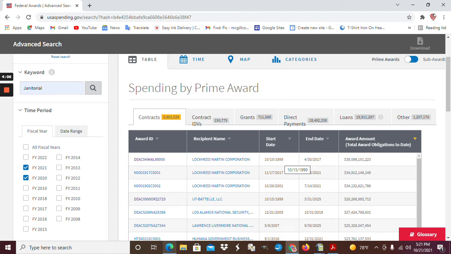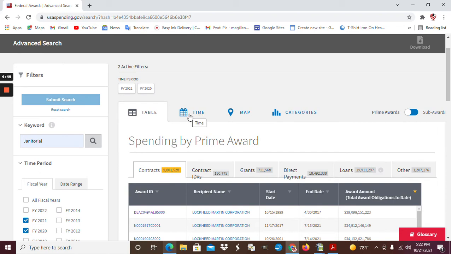You're going to see the start date. This was a carrying-on contract with a start date from 1999. The ending of this contract was 2017, and undoubtedly rolling over into 2020. We have everything set from 2020-21. You can see the award dollar amounts that particular company was awarded. Come in and see the contract IDVs, any grants that were given out between last year and this year, direct payments, loans. You can see just about anything you really want to see when it comes to these government contracts.